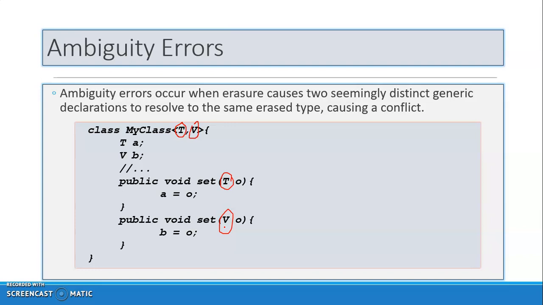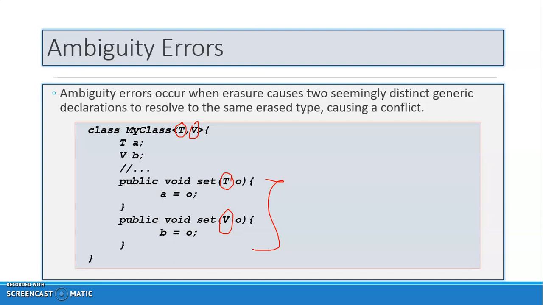But these are generics. We don't know what T is, we don't know what V is. The user of this class may create an object by sending the first argument as integer and the second argument as integer. There's no way of enforcing otherwise. So the first T is going to resolve to integer, and the second T is also going to resolve to integer. And with that, we now have a problem with these two methods. They will all resolve into set(int o).